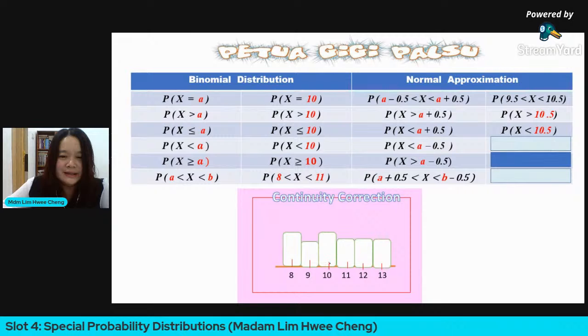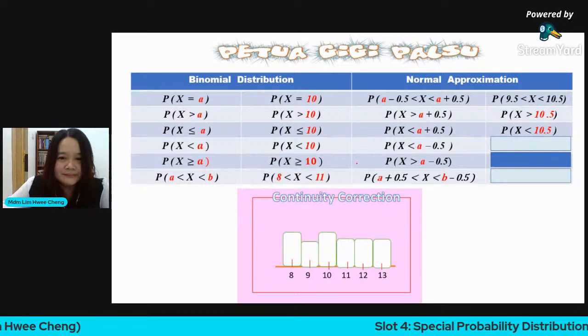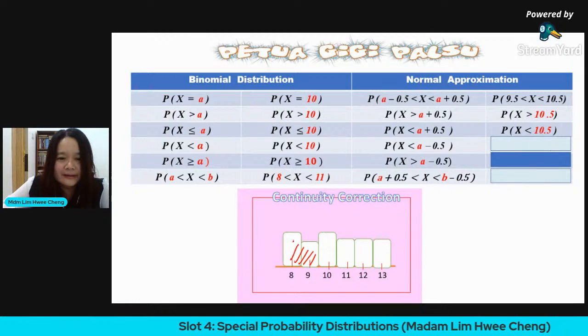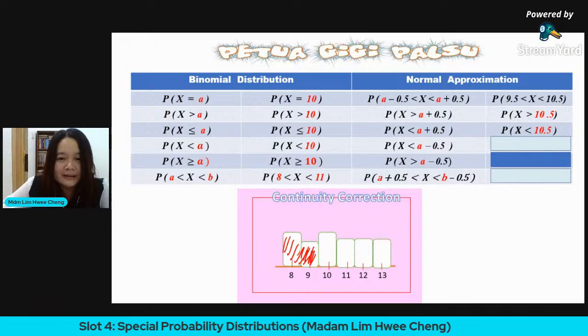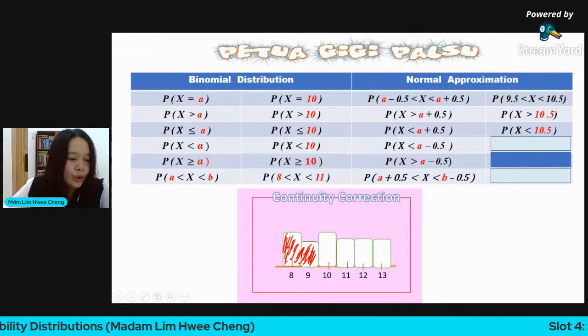You may draw this in your mind. Okay, less than 10, dia tak termasuk 10. So dia adalah where is the region? For this less than 10, so we will have this, right? Less than, dia tak termasuk. So discrete is very particular whether they include or not.